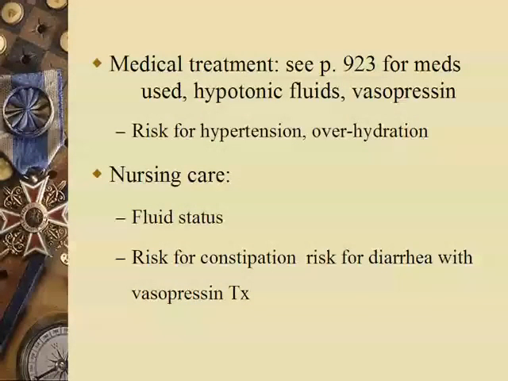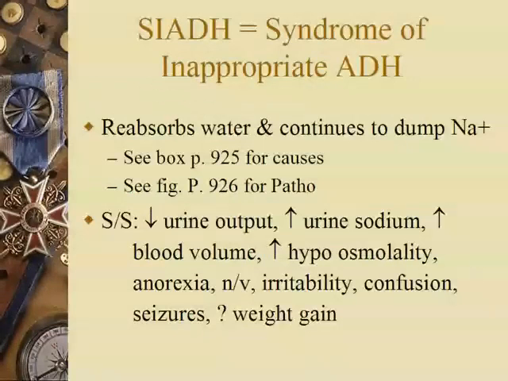The meds that are used are vasopressin and hypotonic fluids. Your patient will be on I&O and daily weight. They're at risk for hypertension and overhydration. Your nursing care: fluid status, I&O, daily weight, risk for constipation, and a risk for diarrhea with the vasopressin treatment. So you need to make sure they get adequate fluids, adequate fiber, and stool softeners, because the fiber will help prevent the diarrhea and will help with the constipation also.